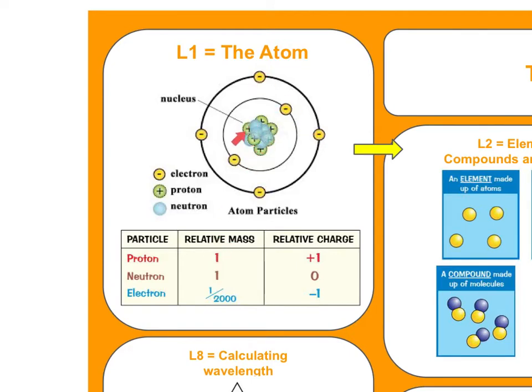Relative mass, all the mass is in the nucleus. So your protons and neutrons, and then you've got your electrons, which are tiny around the outside.